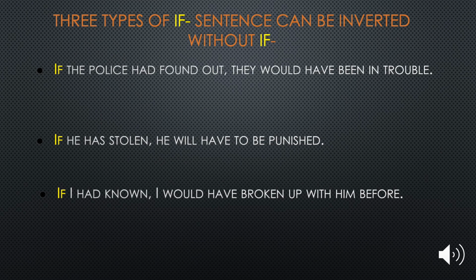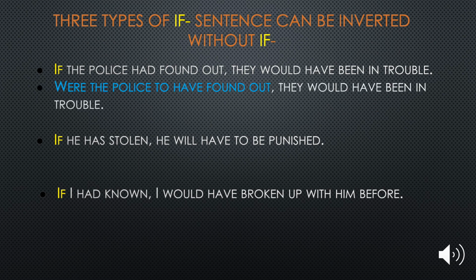Well, the final examples that I would like to describe here are the following. If you remember them, we discussed them in class. These three types of if sentence use inversion, where we need to move a few of the elements inside the sentence to make them more formal. If you look at the first one, if the police had found out, they would have been in trouble. And if we use inversion here, we end up with this sentence, had the police found out, they would have been in trouble.